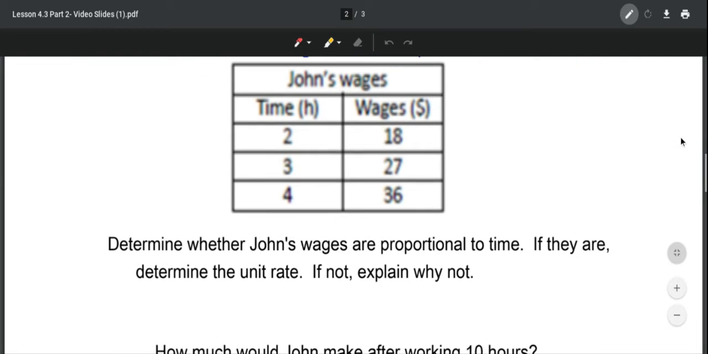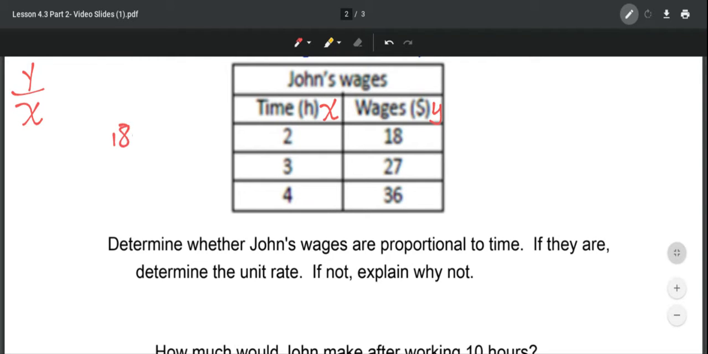Let's determine whether John's wages are proportional to time. If they are, let's determine the unit rate, but if not, let us explain why not. As mentioned in Lesson 4.3, Part 1, when we want to see if a table is proportional, we will divide our y-coordinate by our x-coordinate. So let's determine whether John's wages are proportional to time.